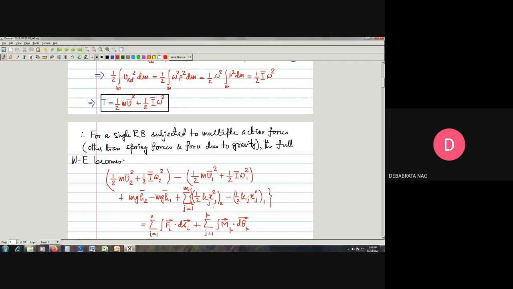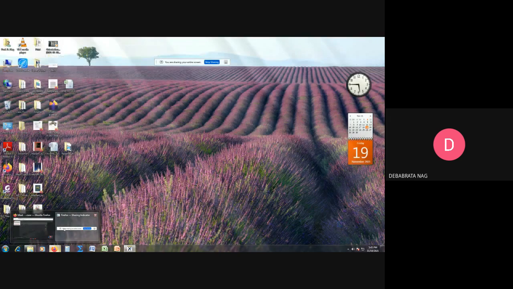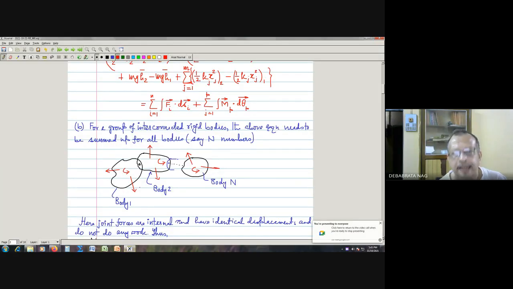So we see that this is applicable for a single rigid body. However, thus far we have been discussing what is termed a single rigid body. Now if we have a group of interconnected rigid bodies, say for example here there is a group of interconnected rigid bodies.